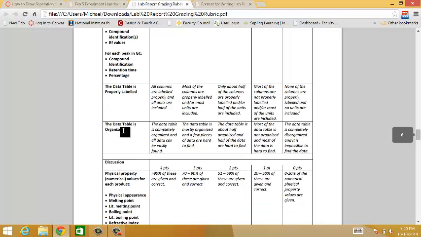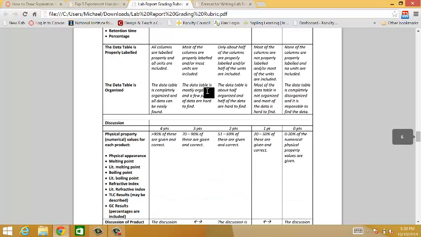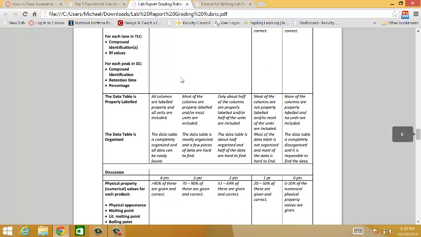Is the data table organized? It's completely organized. It's mostly organized, and a few of the data are hard to find. It's about half organized, and I can't find half the data. Most of the data table is not organized, and I can't find it. And then the data table is completely disorganized. It's impossible to find data, but it is easy to find out how many points you got, because that would be 0. All right, so again, these are just kind of checklists.